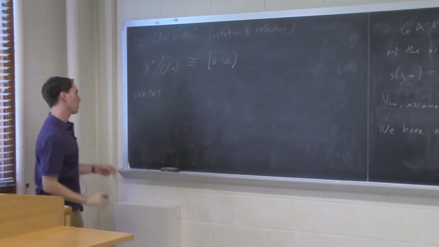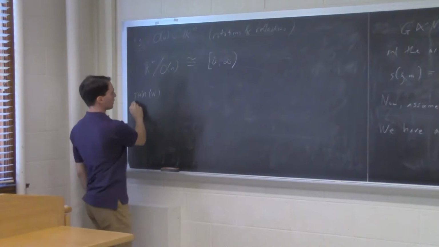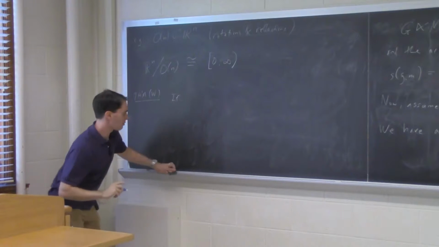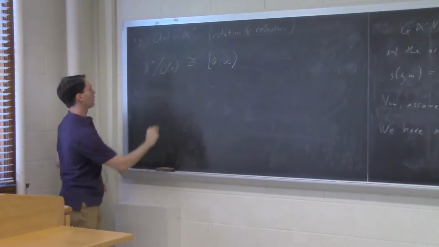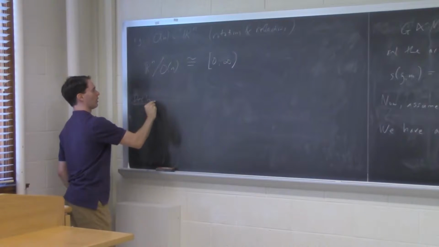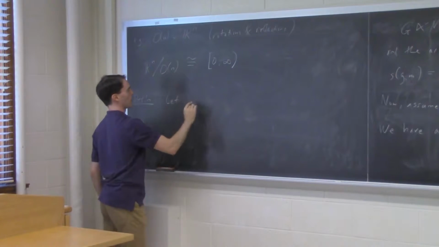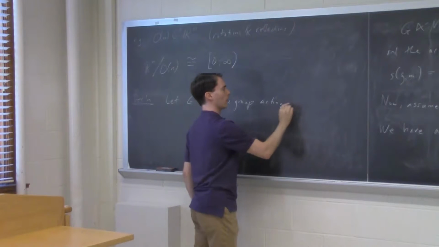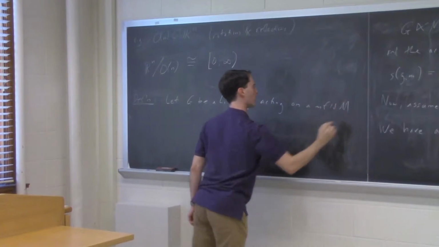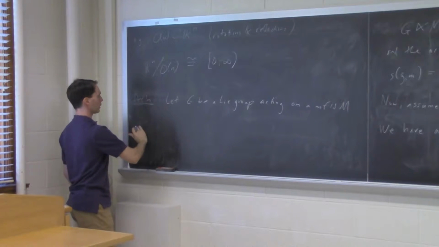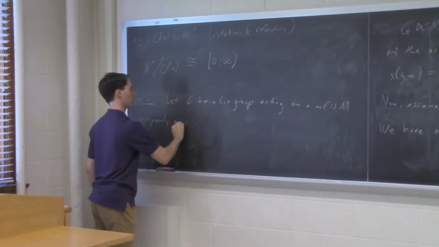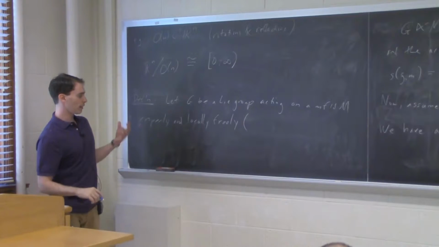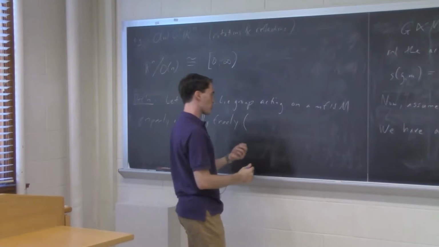So I proved this two years ago, three years ago, something like that. It's that if we start with an orbifold. So you know what? Maybe I should define orbifold first. Let G be a Lie group acting on a manifold M properly and locally freely. Locally freely is a fancy way of saying all of the stabilizers are finite. They're not just compact, they're finite.